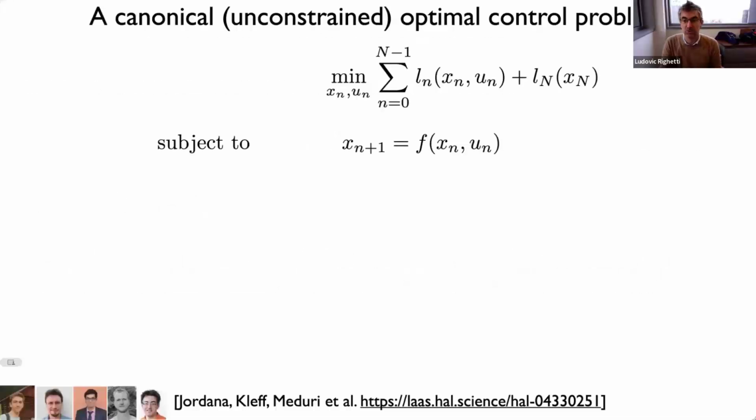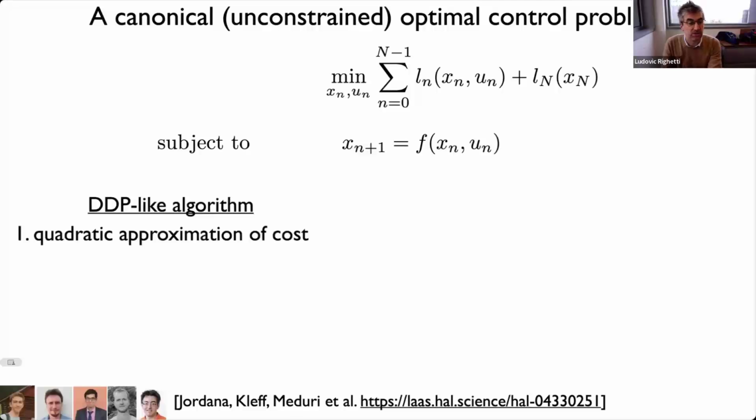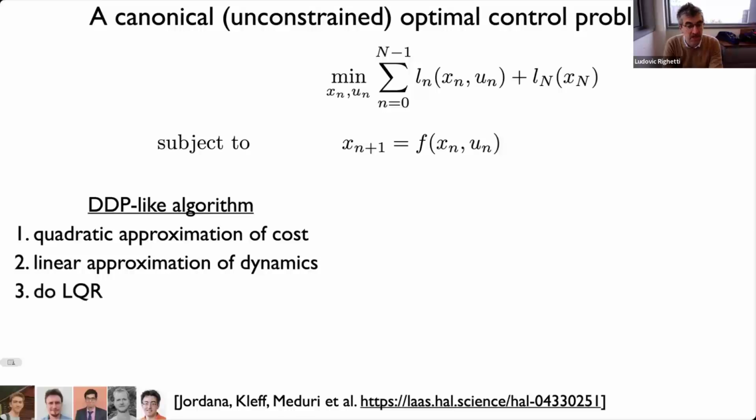So let me show what the consequences of that are. So if you write down, that's now a nonlinear problem that looks like that, right? So an arbitrary cost, arbitrary dynamics, but no inequality constraints, right? A DDP-like algorithm goes this way. You would take a quadratic approximation of your cost. You would take a linear approximation of your dynamics. Then you will do LQR, right? By just solving your Riccati equations.